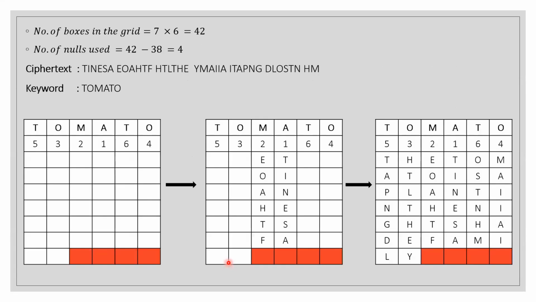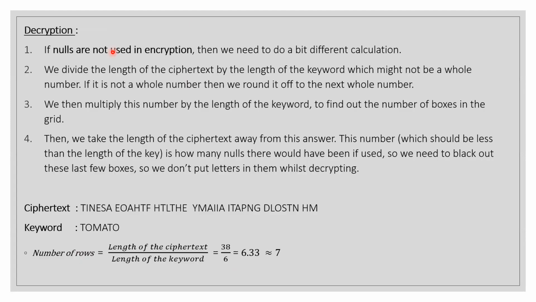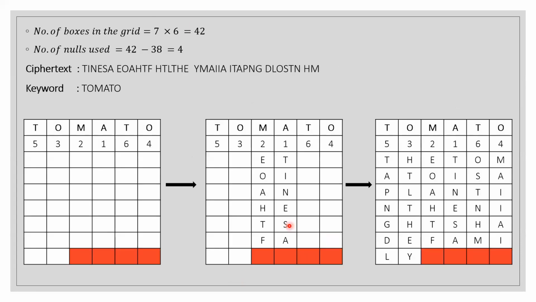Now, in order to find the number of boxes in the grid, we'll just multiply these 2 numbers, the number of rows and the number of columns. 7 times 6 is 42. And to find the number of nulls that would be used, we'll just subtract this 38, the length of the ciphertext, from this 42, which is the number of boxes in the grid. So we get 4. So if we were using nulls, then 4 nulls would have been used, as we saw in the earlier example. So we just black out these boxes so that we are not entering the letters in these boxes while decrypting the message.